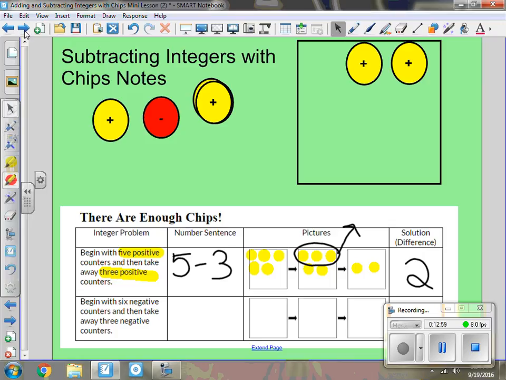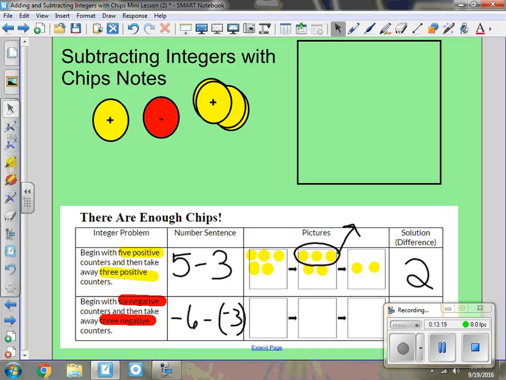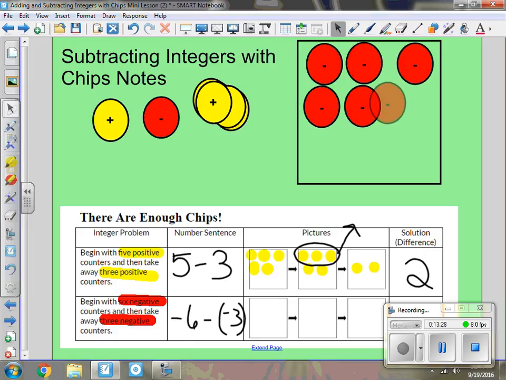Let's try another one. Now I'm going to begin with 6 negative counters, and then I'm taking away 3 negative counters. So I'm going to write out my number sentence, a -6 minus a -3. And again, I'm going to use that parenthesis on my second number to help me keep it separate. Let's clear my board. I'm starting out with 6 negatives at this point. So I'm getting 6 red chips out on my dance floor at my party.